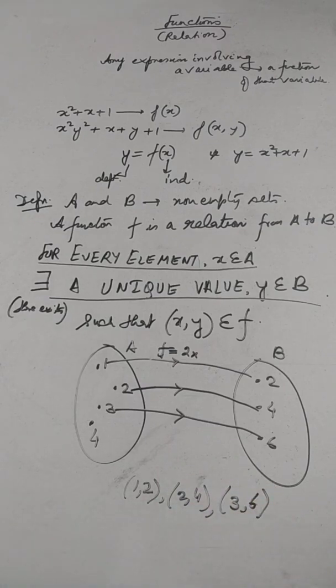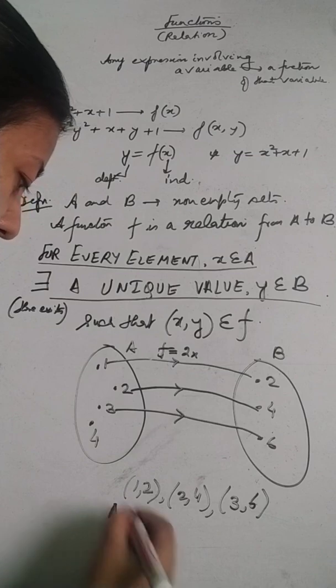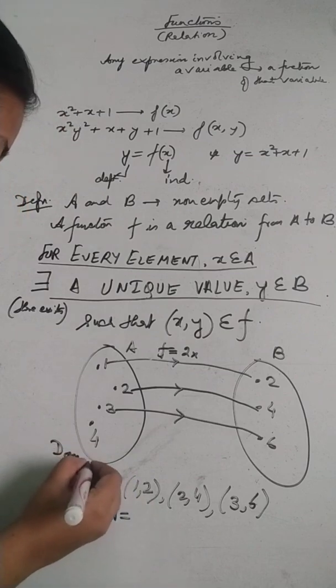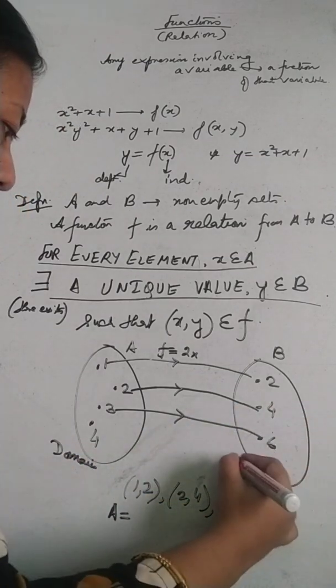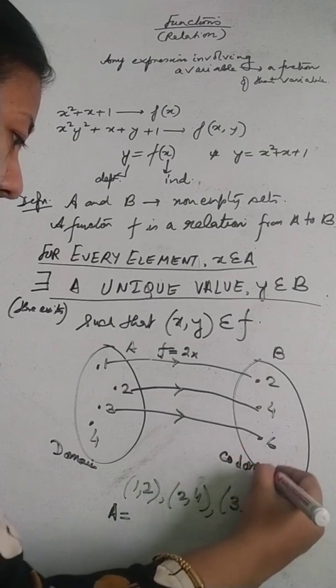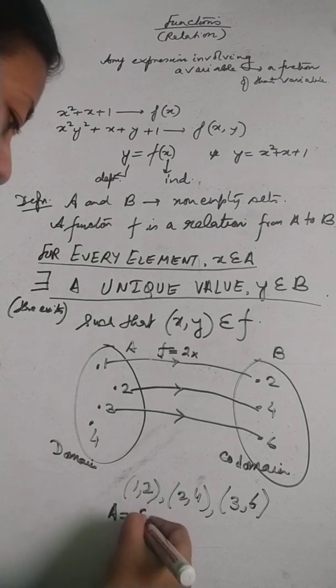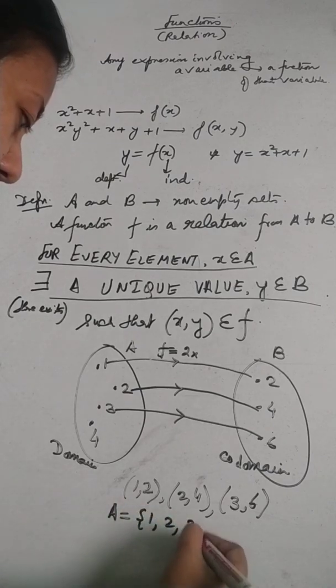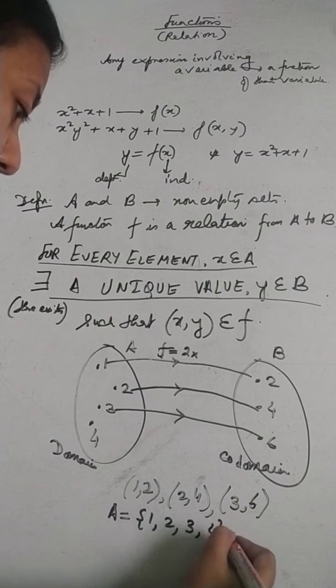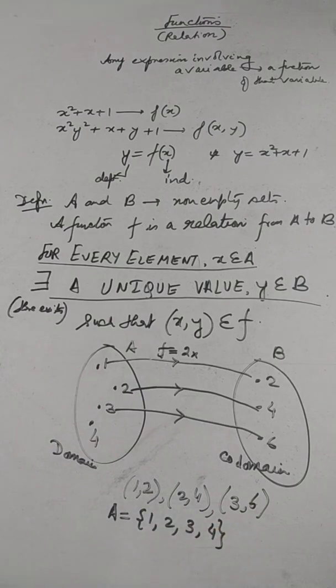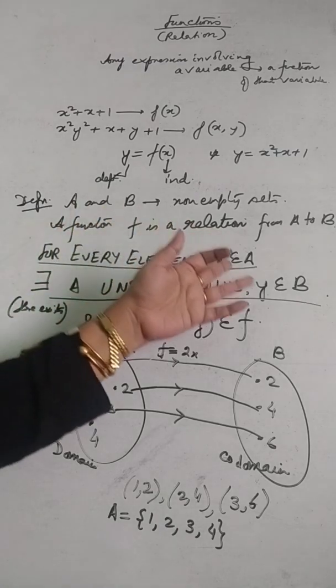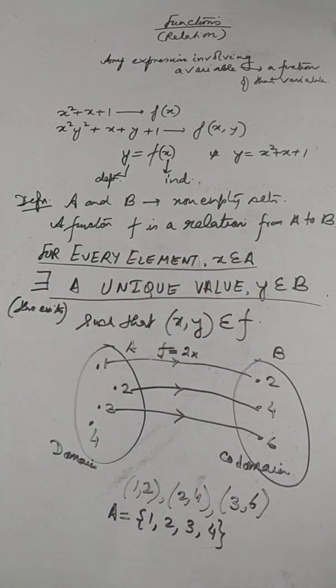Here, this is the domain, I hope you remember, and this is your codomain. A is the set 1, 2, 3, 4. So notice something is happening. What did I say in the definition? Every element of the first set, this is the domain, isn't it? x belongs to A is the domain.